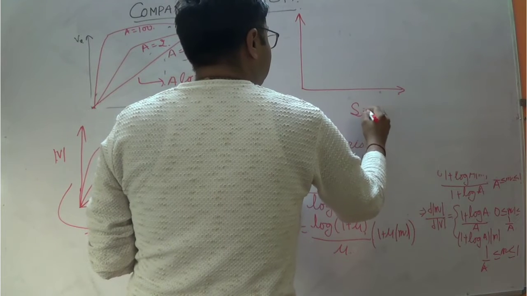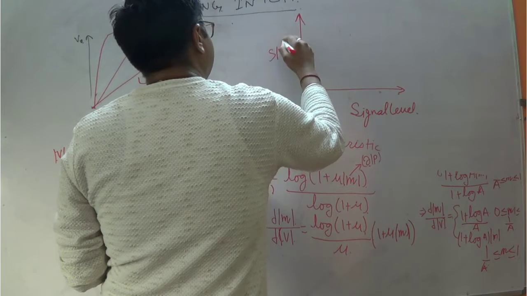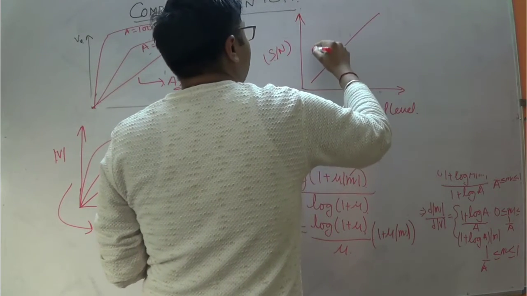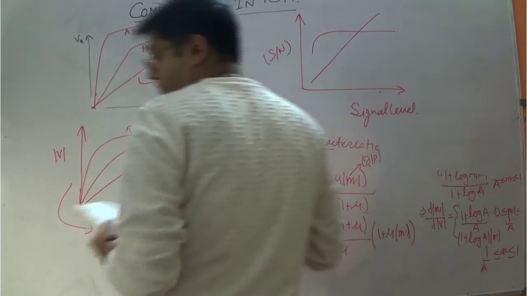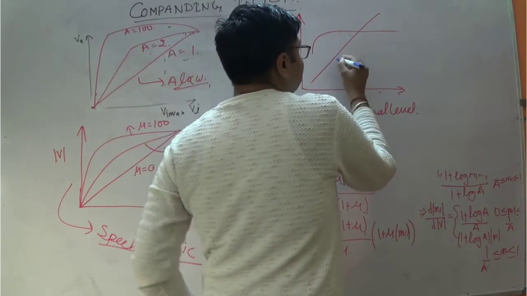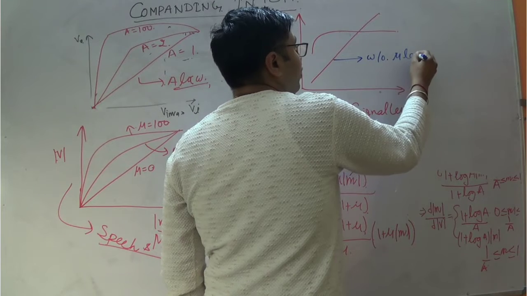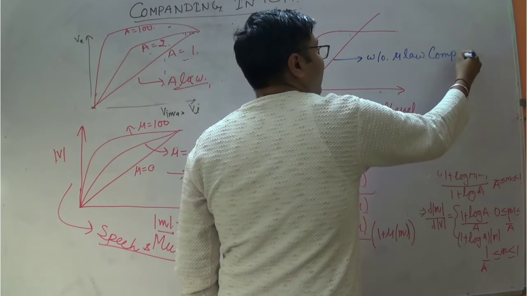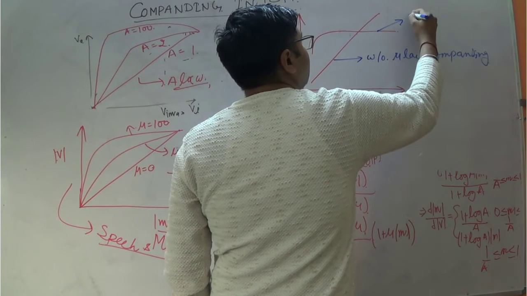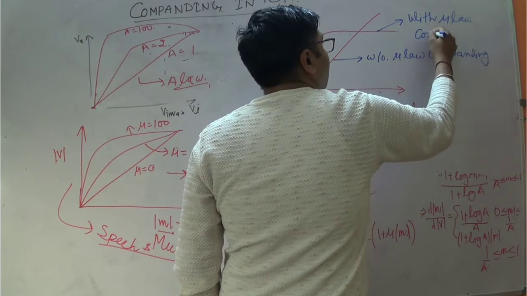Now this is the signal level and this is the SN ratio. Without companding, this characteristic will look like this, or with companding it will be shown like this. This characteristic is without mu law companding, and this one is with mu law companding.